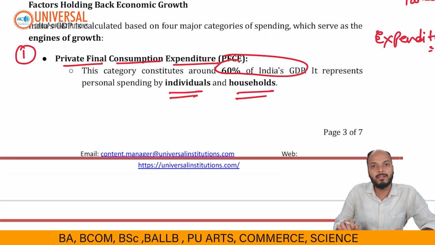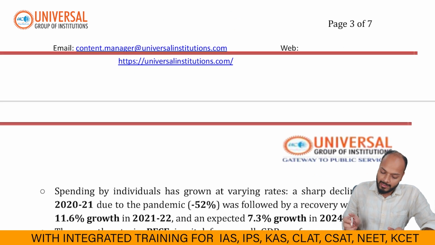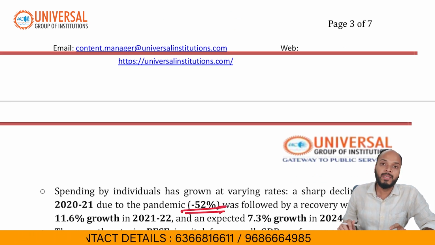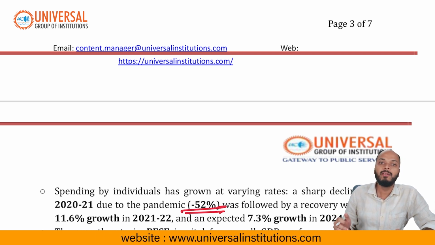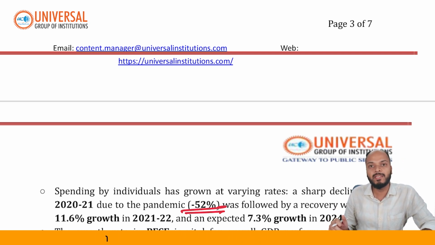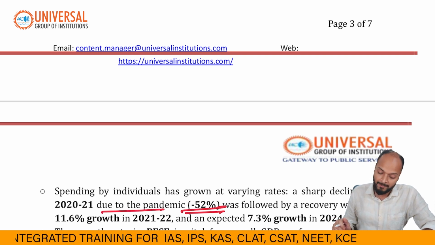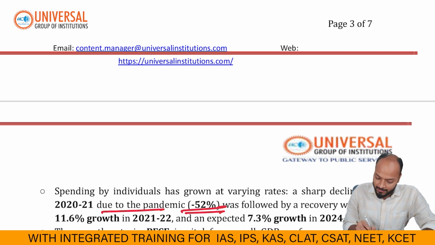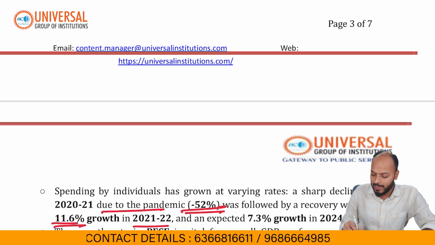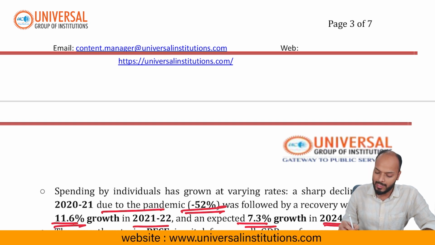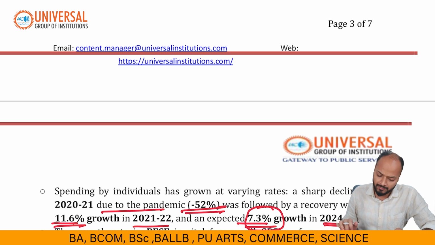PFCE is the biggest component of GDP. Now the thing is, in the pandemic year, this PFCE reduced by 52% rather than increasing because the paying capacity of people came down. After the pandemic, in the year 21-22, it increased by 11.6%, and later on in the next year, and this year, it is expected to grow by 7.3%.